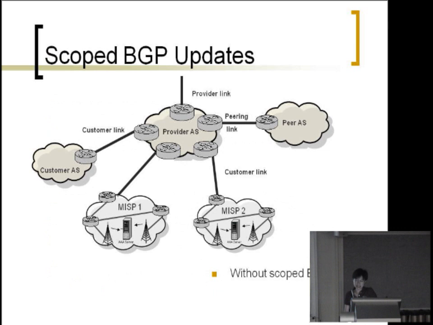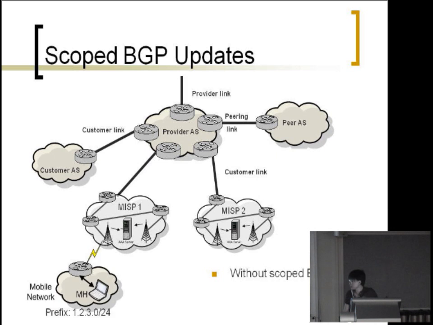Okay, so let me show you an example of what we do for scoping BGP updates. Currently, without scoped BGP updates, if you have a mobile prefix which is attached to mobile ISP1, previously you have this route announced by mobile ISP1 at some point in time. And so this route is propagated to every other network on the internet.